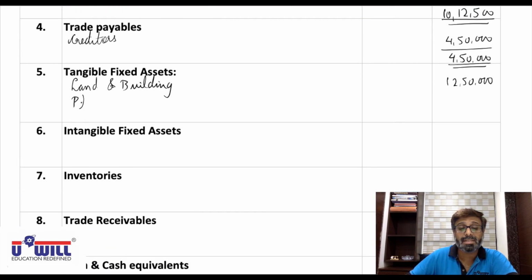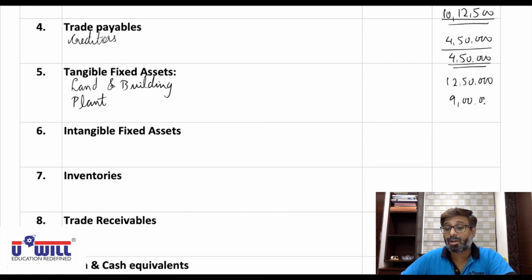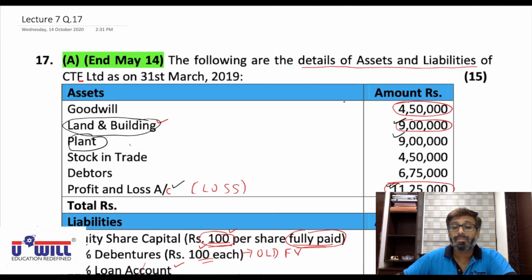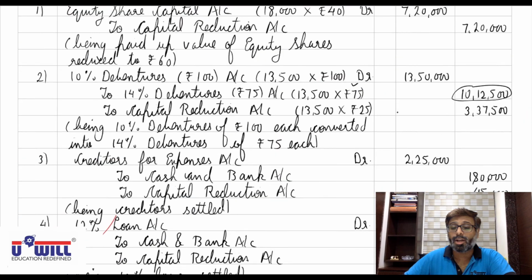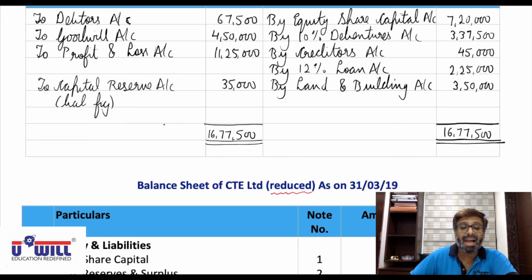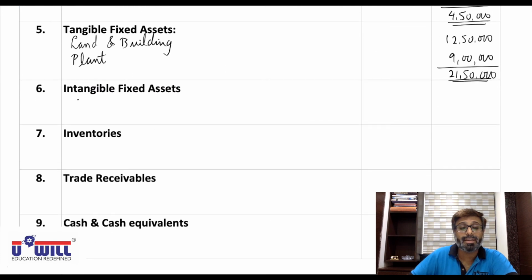Intangible fixed assets, plant 9 lakhs, 12,50,000 plus 9 lakhs, 21,50,000 are tangible fixed assets. Intangible fixed assets, we have goodwill, but goodwill is entirely written off. You all can see here in entry number 7, goodwill is entirely written off and it is a fixed asset, so we have to show it here.